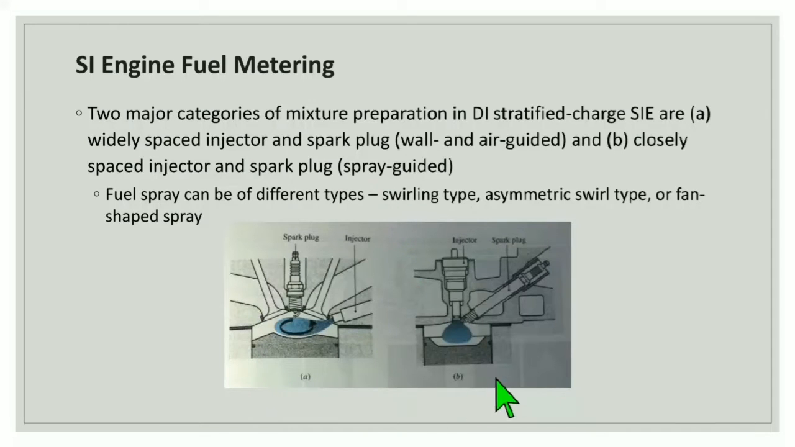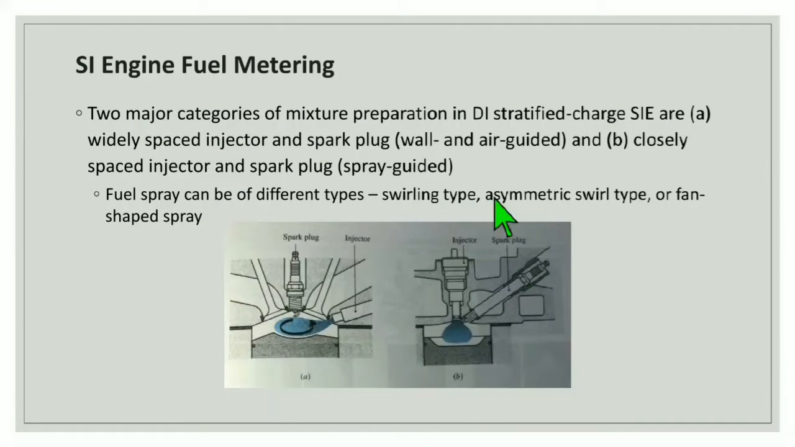Look at this schematic. This is for number A, which is widely spaced injector. You can see the injector here, and spark plug, wall and air guided. This is the spark plug and this is the injector. That is widely spaced. You can see the distance between spark plug and injector in this figure.